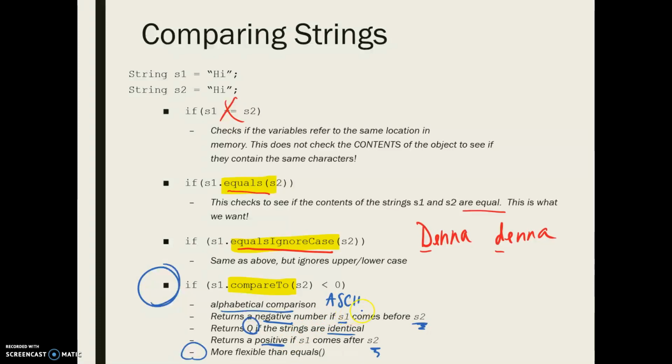And then as soon as they're not equal, it subtracts their ASCII values. And the number that's returned is actually the difference as to how far apart the first non-identical characters are in the string.